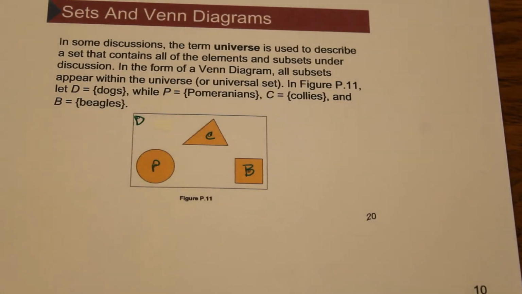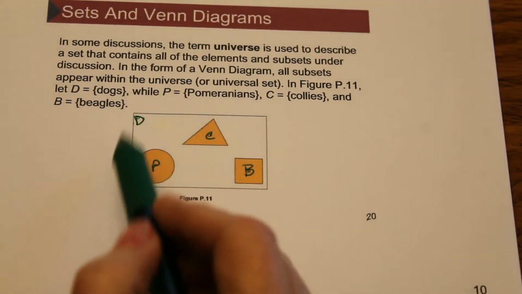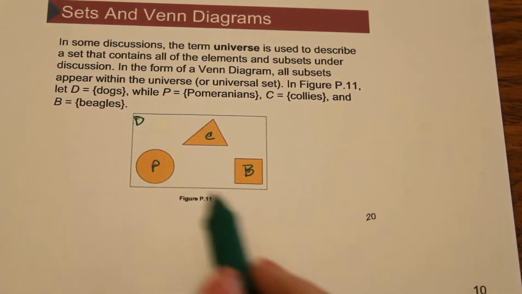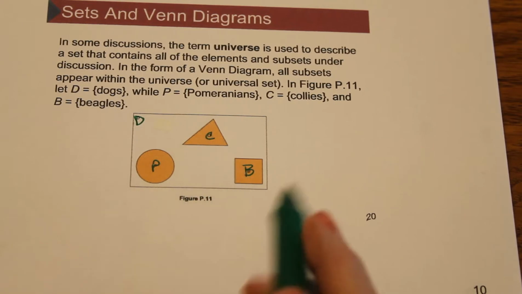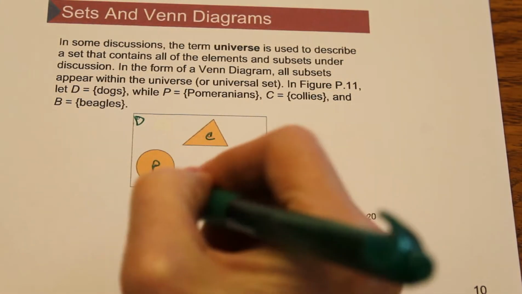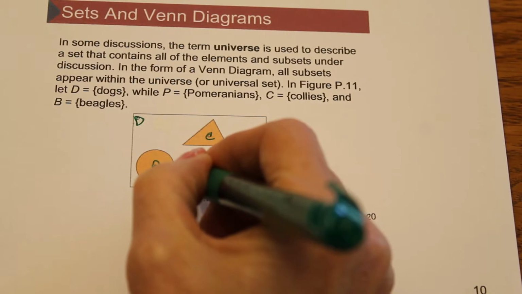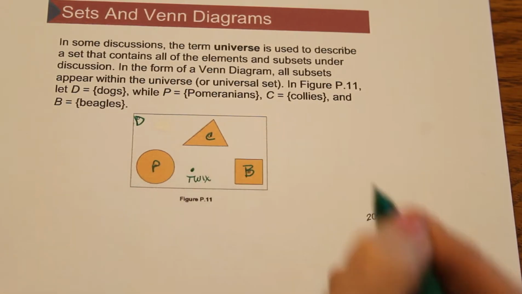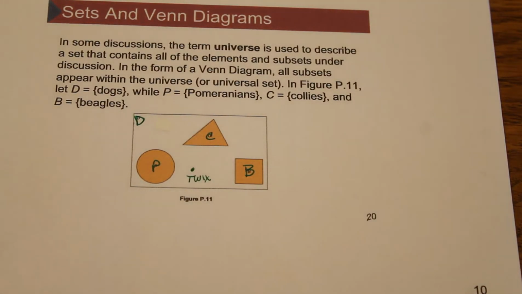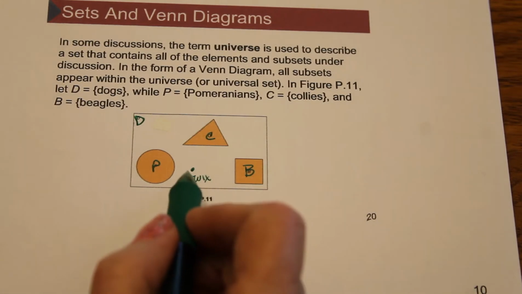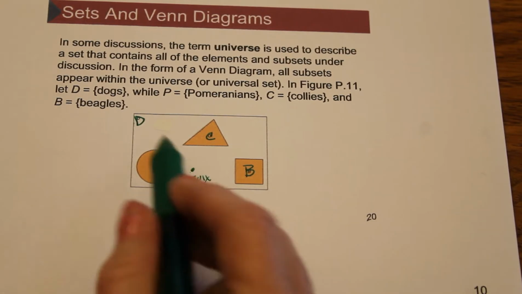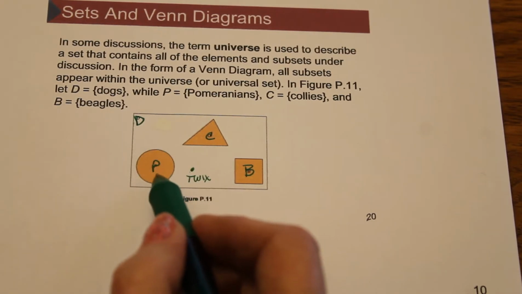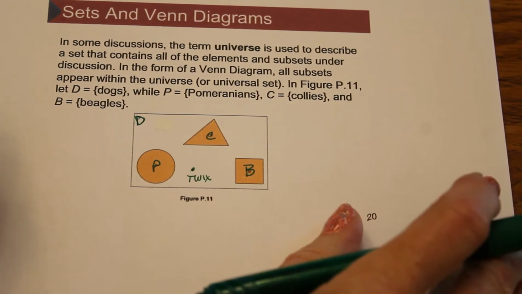So again, in this Venn diagram, the universe are all the dogs. If a dog is not a Pomeranian and not a Collie and not a Beagle, they would still exist in the universe. They would just be out here, like here would be my dog Twix. Twix is a min pin. So individual elements are represented with just dots, with just points. So Twix is a dog, but Twix is not a Pomeranian, a Collie, or a Beagle.